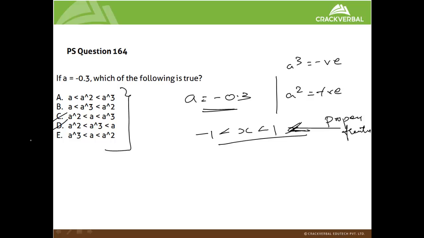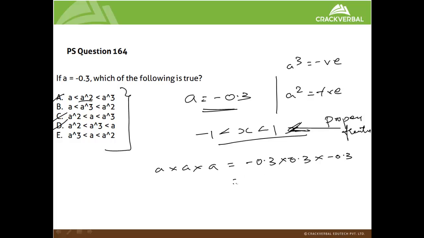In fact, D as well we can eliminate because it's again the least. And even A we can eliminate because a square is lesser than a cube, they are saying, which is not possible because a square is positive and a cube is negative. Now all we need to do is find a cube and compare with a. A is, we know already, minus 0.3. Now what is a cube? A cube means a into a into a. So in that case, minus 0.3 into minus 0.3 into minus 0.3, right?